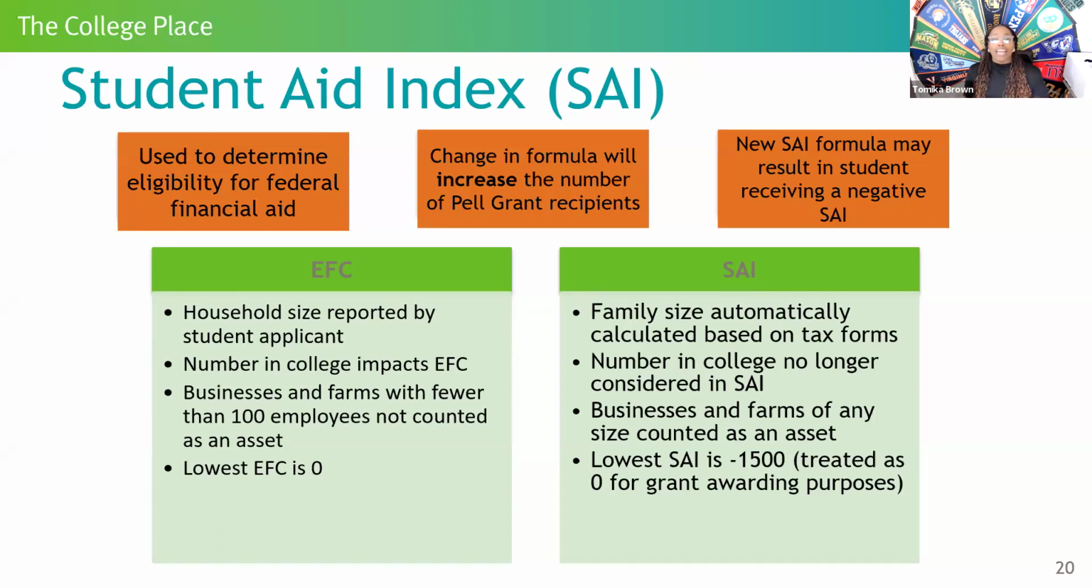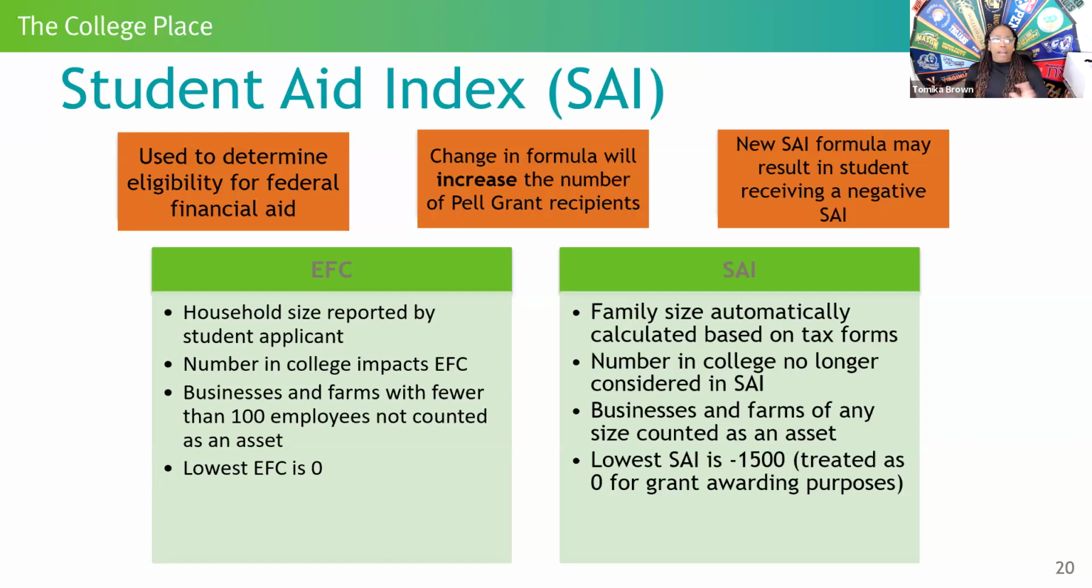There has been a change in this formula that will increase the number of students who are eligible for the Pell Grant, which is great. And the new SAI formula can result in a student receiving a negative SAI. As I mentioned earlier, the minimum SAI is negative 1,500.